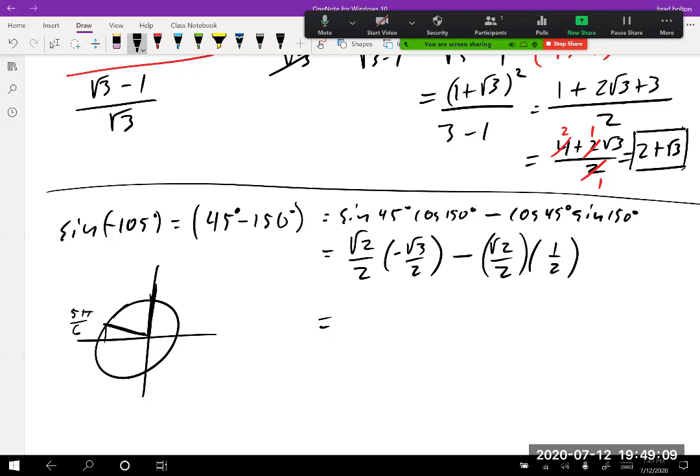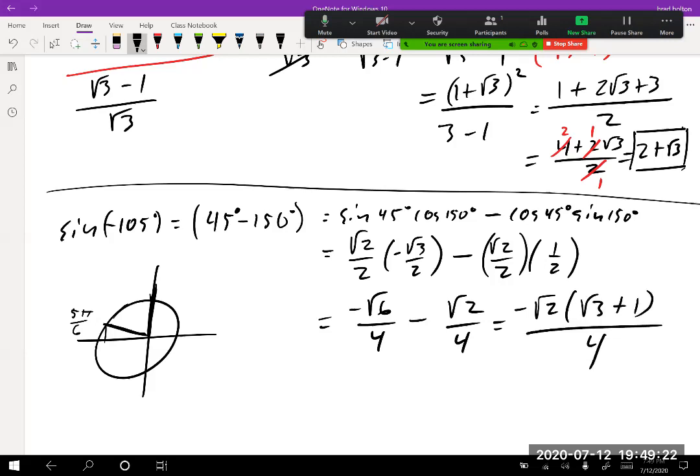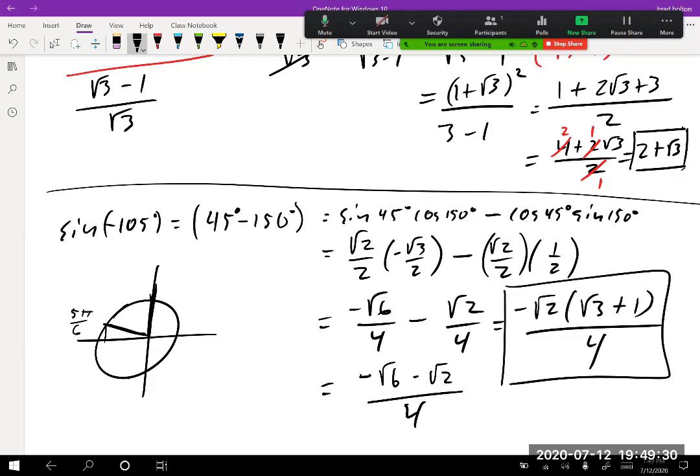So this would become negative square root 6 over 4 minus square root 2 over 4. But we know once again, this is negative square root 2 times square root 3 plus 1 all over 4. Okay, or also sometimes I see this, but I think this is a better answer, and that's the one I think the book will ask you to do. Okay, so let me see what else I got for you guys in here.